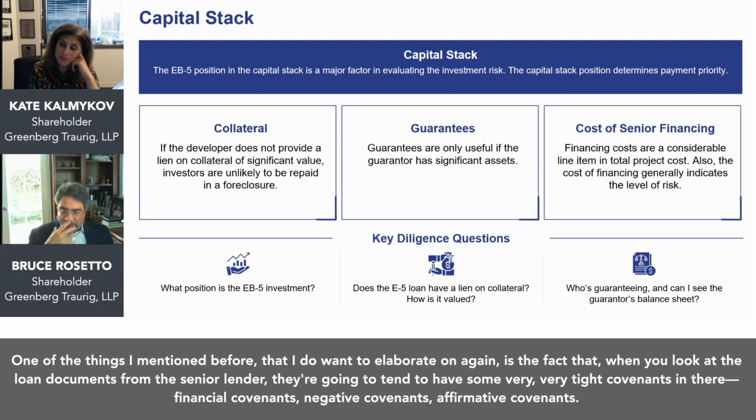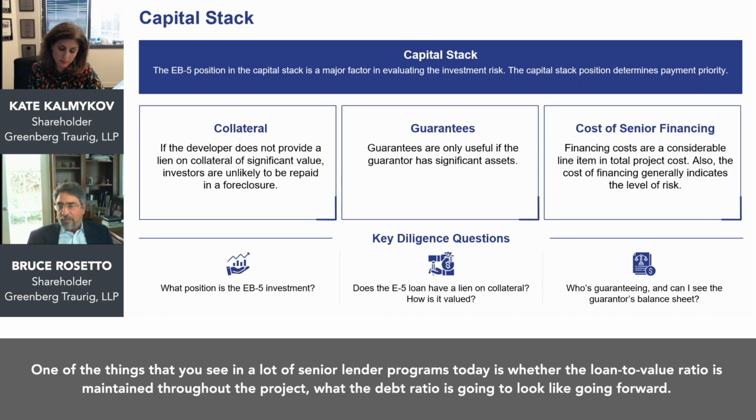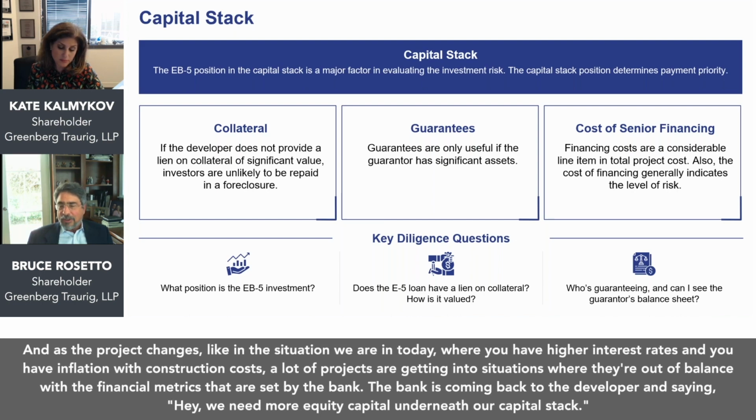One of the things I mentioned before that I do want to elaborate on again is the fact that when you look at the loan documents from the senior lender, they're going to tend to have some very, very tight covenants in there, both financial covenants, negative covenants, affirmative covenants. One of the things that you see in a lot of senior lender programs today is whether or not the loan to value ratio is maintained throughout the project, what the debt ratio is going to look like going forward.